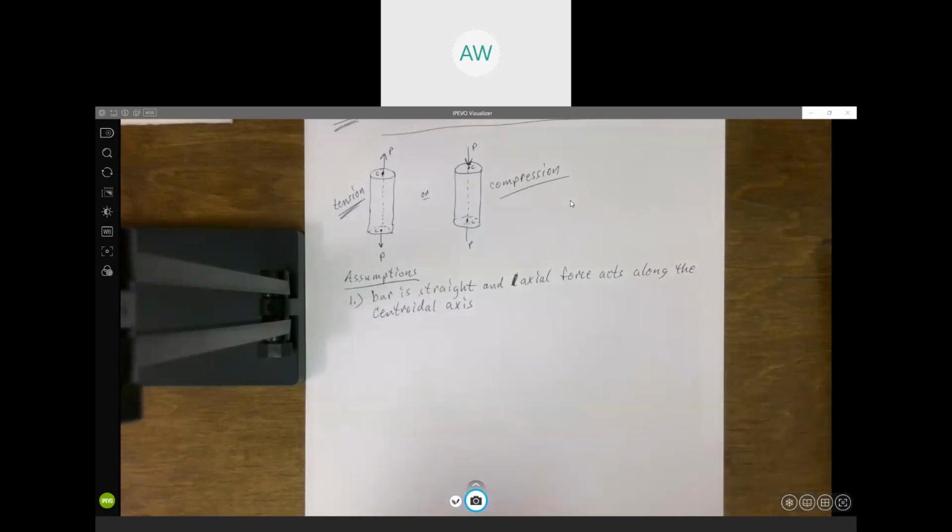Now, the result of this, maybe I'll ask a question. We'll see if anybody out there has any thoughts or is willing to answer. The reason for this assumption, and what it limits or prevents, is what? If you take a straight bar and apply the load at the centroid of the cross section, what does that mean? Why is that significant? Nobody going to take a shot?